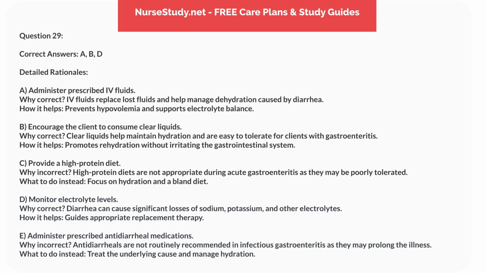C. Provide a high-protein diet. Why incorrect? High-protein diets are not appropriate during acute gastroenteritis as they may be poorly tolerated. What to do instead: focus on hydration and a bland diet. D. Monitor electrolyte levels. Why correct? Diarrhea can cause significant losses of sodium, potassium, and other electrolytes. How it helps: guides appropriate replacement therapy.